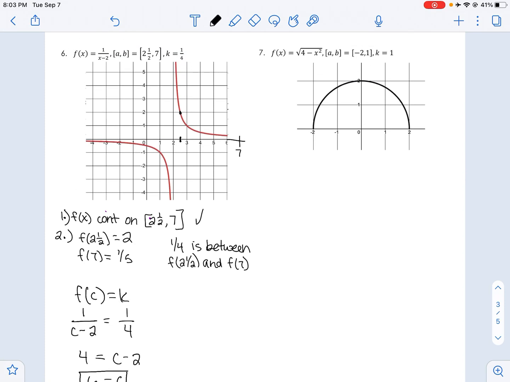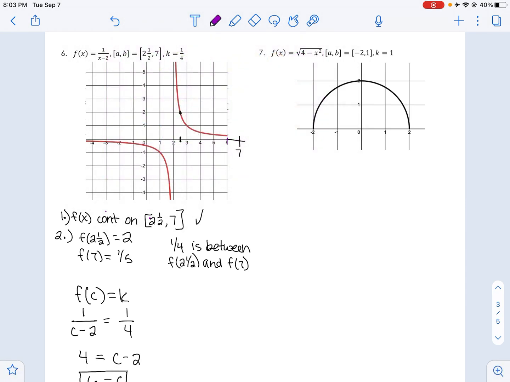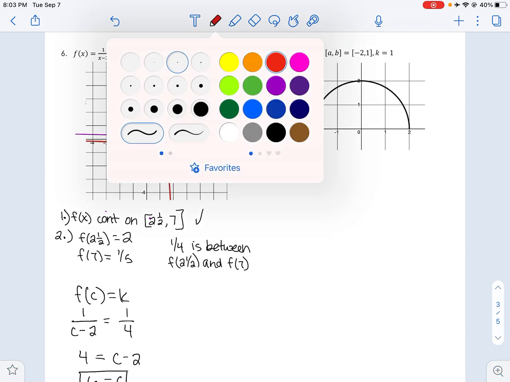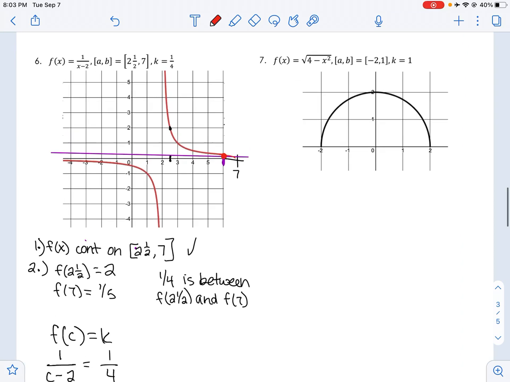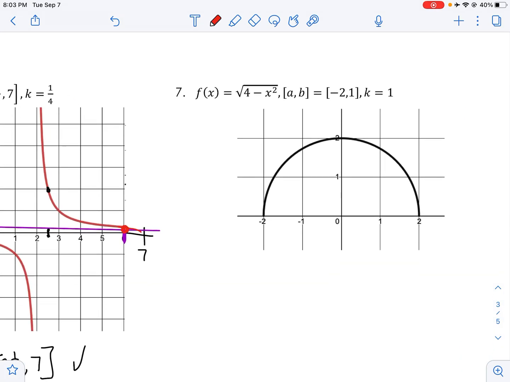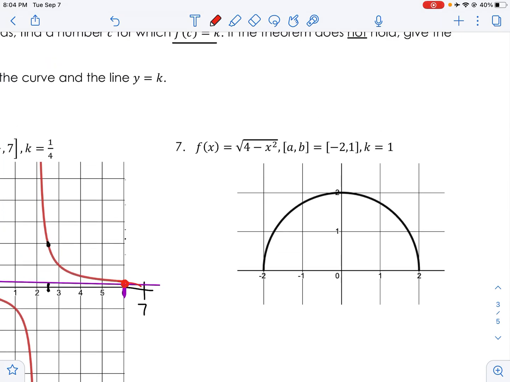So on our graph, to graph this, here is 6 right here. So somewhere on the graph, if we were to extend it just a little bit, we would see that it crosses at 6 at 1/4. Okay, looking at part number 7, or question 7, same questions apply. Now, we do need to understand where this question comes from. Okay, it does look like half of a circle.